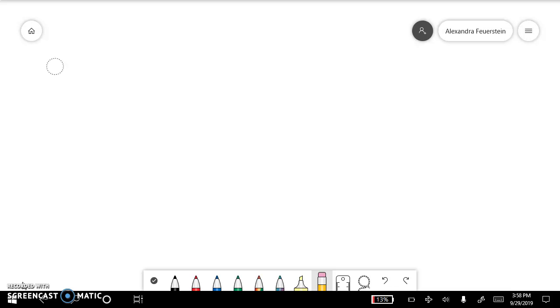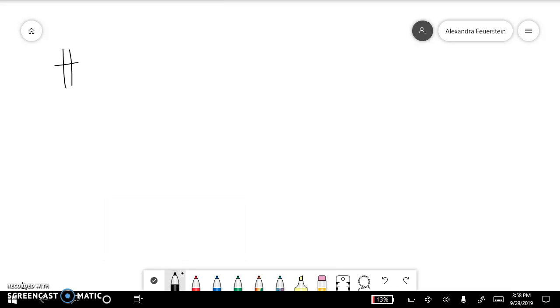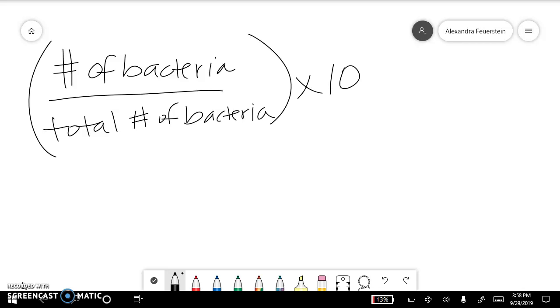So it was the number of bacteria variation over the total number of bacteria. And then if we put that in parentheses, because we're going to times that whole thing by 100 in order to get our percent. Now that we know that we have the equation, I'm going to walk you through how you are going to do that.